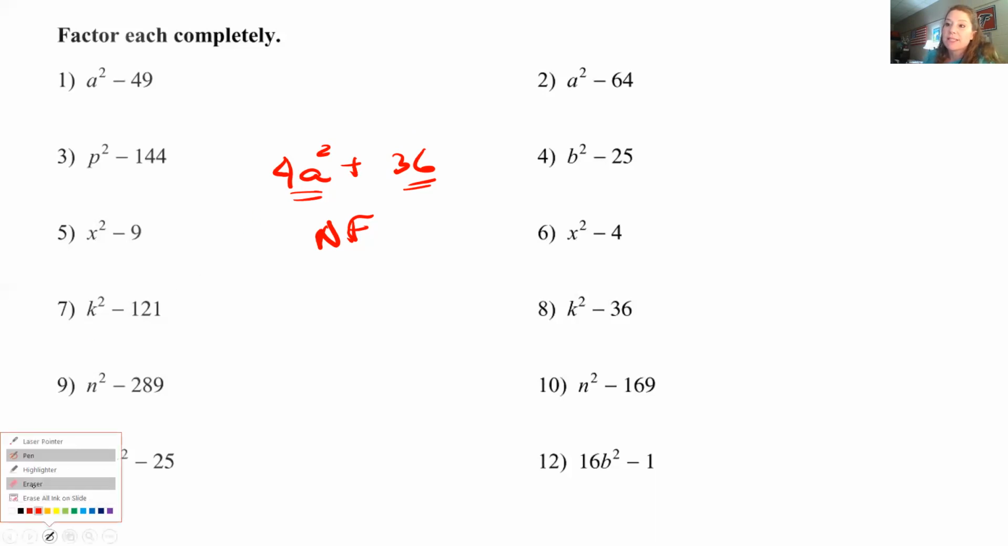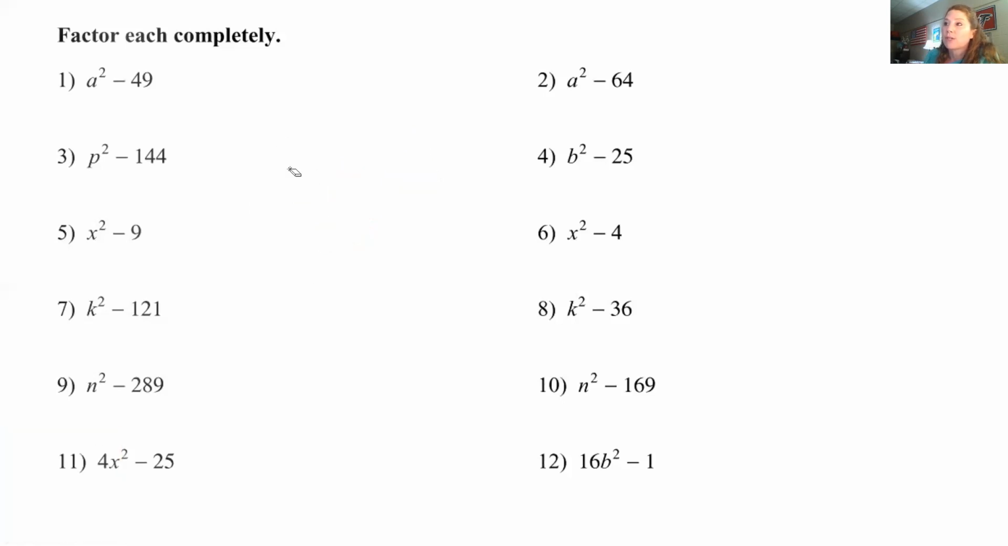You're going to have some of these on your sheet today, so I hope that comes back to your memory. If you have a binomial, you have to factor it, and if it's the difference of squares, that's how you do it.